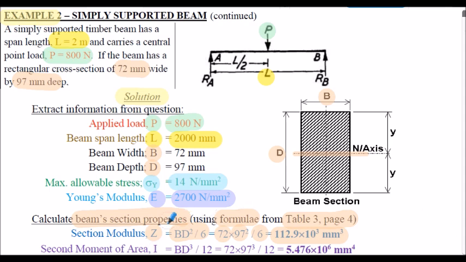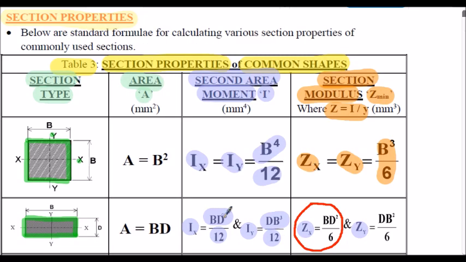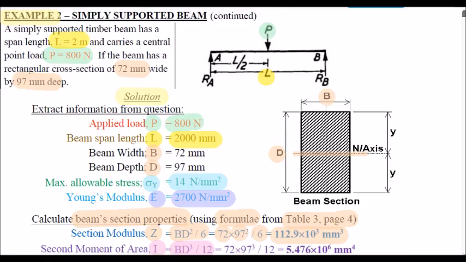And to calculate the second moment of area I, the formula from our table is BD cubed upon 12. Here's our formula, I equals BD cubed upon 12, from our previous slide. Again inserting the values for B and D and evaluating, the I is 5.476 times 10 to the 6 millimeters to the 4. So there are our section properties that we'll need to calculate the bending stress and also the deflection of the beam.